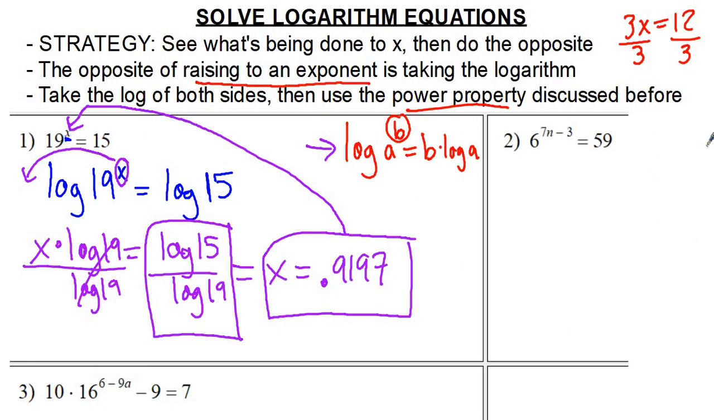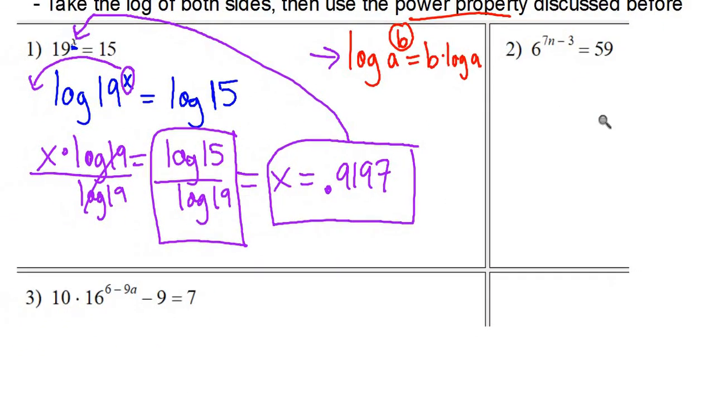Alright, see if you can pause the video and try numbers 2 and 3. The strategy is the same as before. There's a couple more steps, but otherwise the same procedure. Alright, so again on number 2 we need to do the same thing. We have to start by taking the log of both sides. You can take the log with any base that you want, but in this case we're not writing a base, so that means a base of 10.